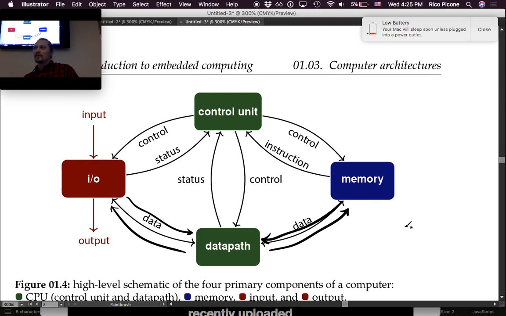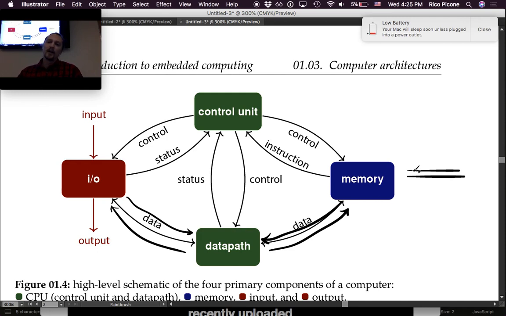Do you have an example, like just numbers added to each other? Let's say. Yeah, so for instance, the control unit would tell memory to send data path maybe two addresses in memory. So it doesn't happen all in memory. It takes those, it sends them to data path. And data path actually adds them together.